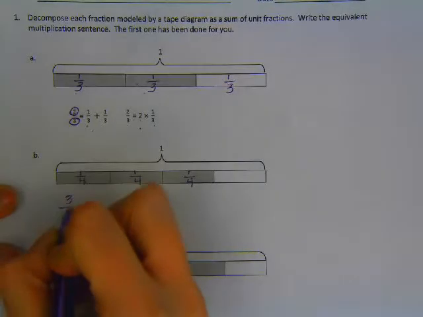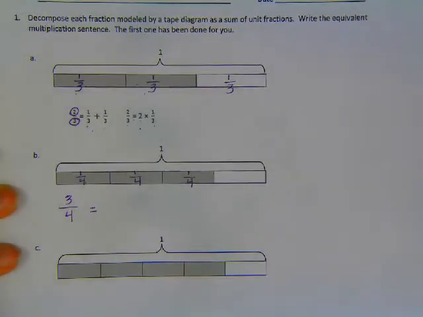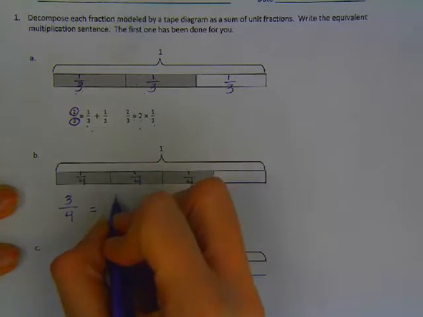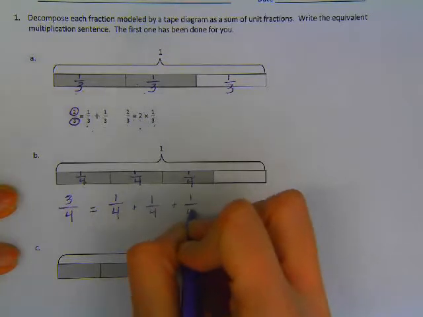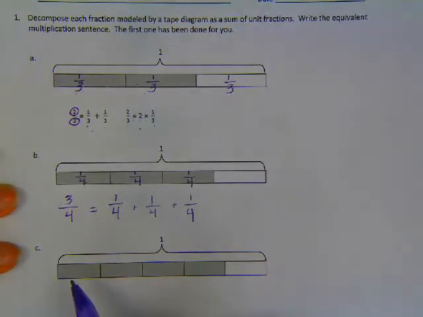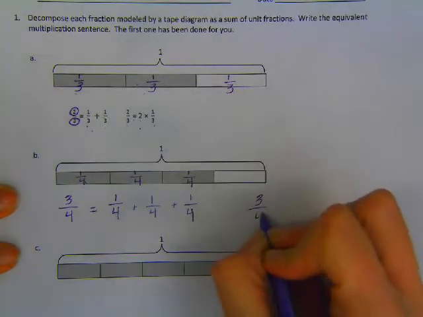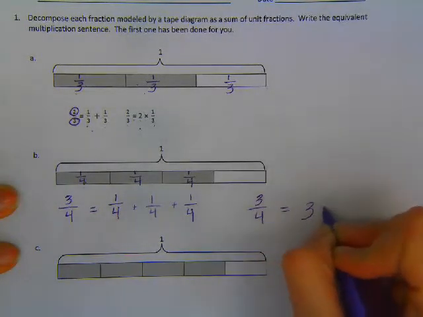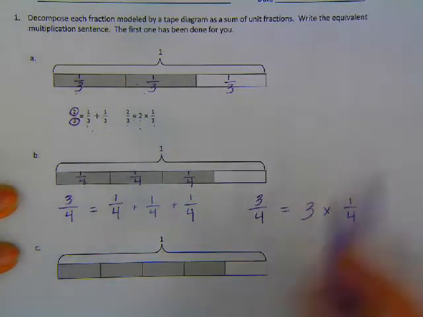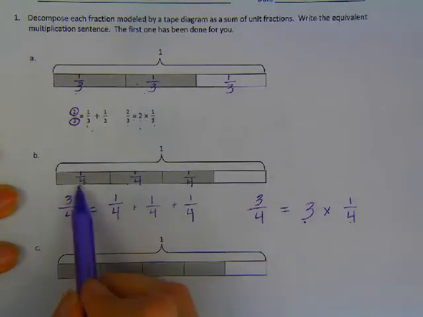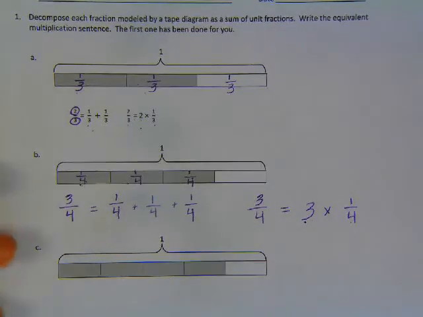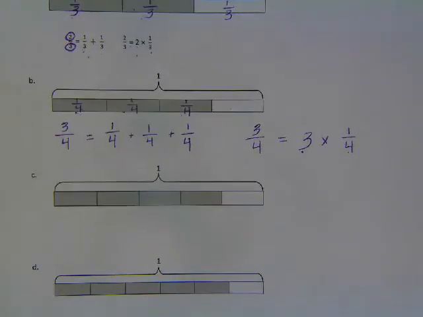So I can say 3/4, because that is my fraction of the shaded parts, equals 1/4 plus 1/4 plus 1/4. That is my addition sentence for this tape diagram. If I want to turn this into a multiplication sentence, I can say 3/4 equals 3 times 1/4. The 3 comes from there are 3 pieces shaded, and the 1/4 comes from each piece is worth 1/4. Now your job is to try the bottom 2 on your own.